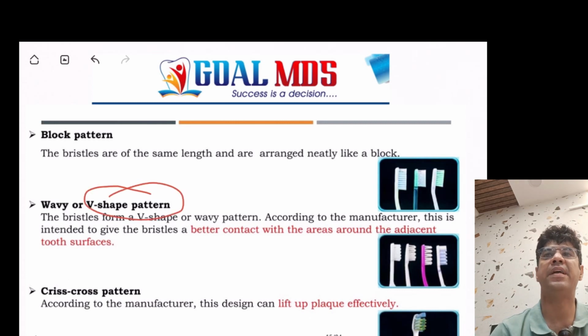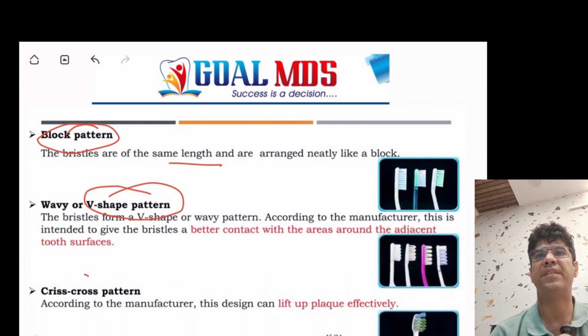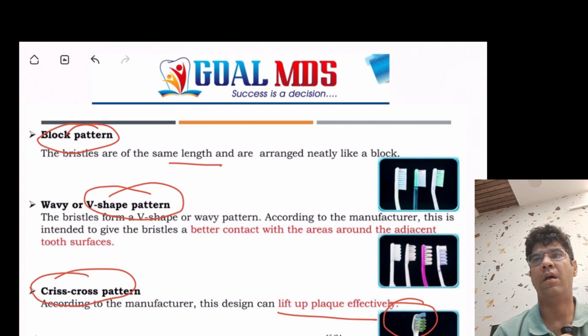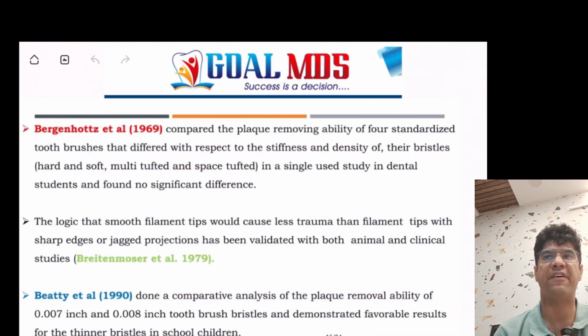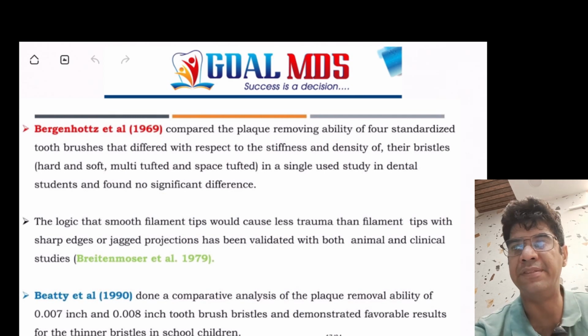Now these are the designs of the brushes. They can be wavy V-shaped bristles, a block pattern of bristles of the same length, or a crisscross pattern. The crisscross bristle design can lift up the plaque very easily.